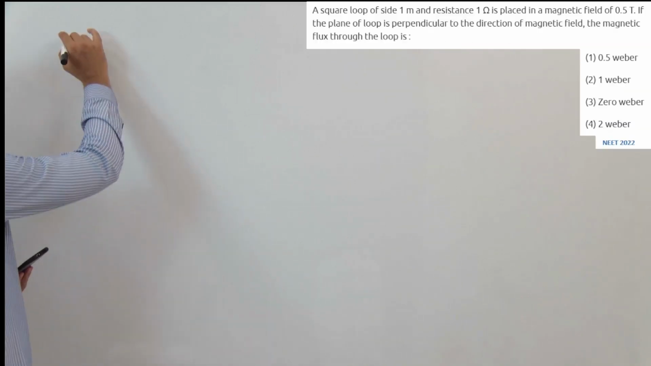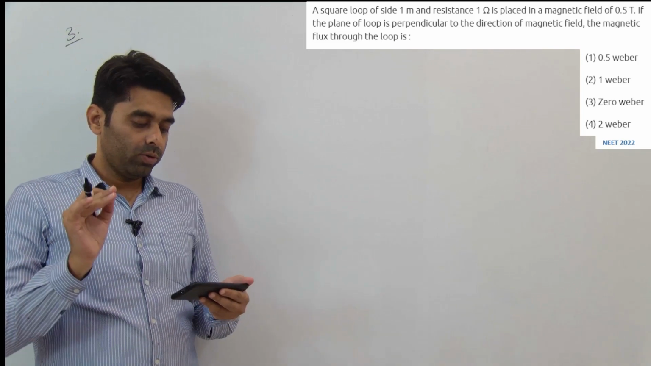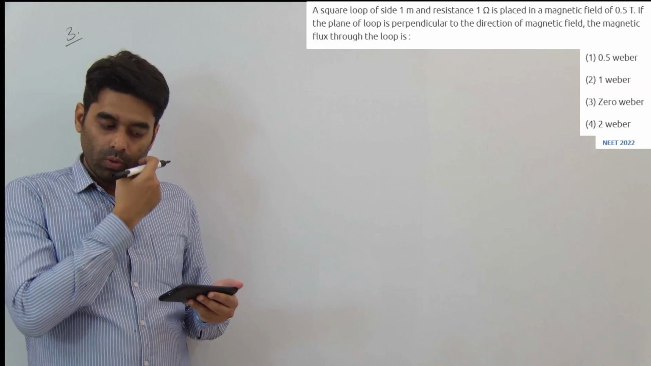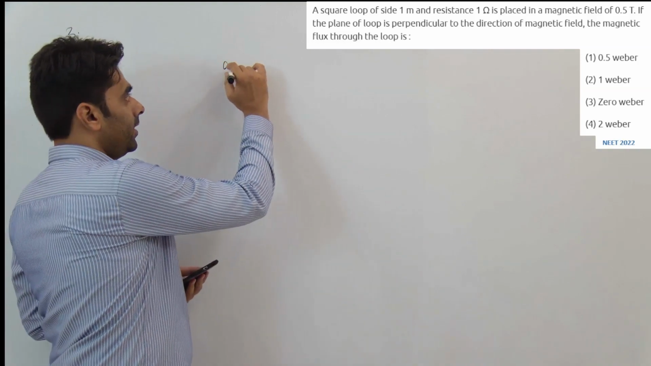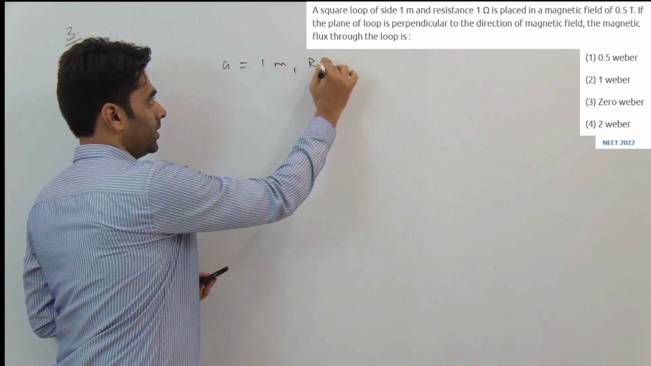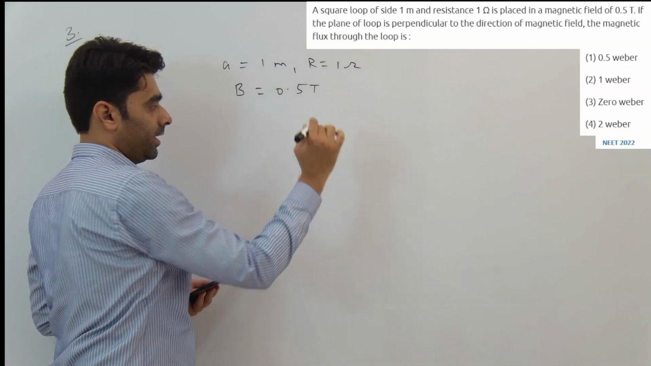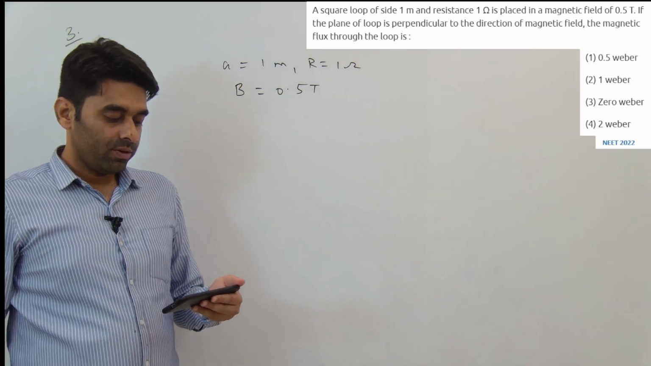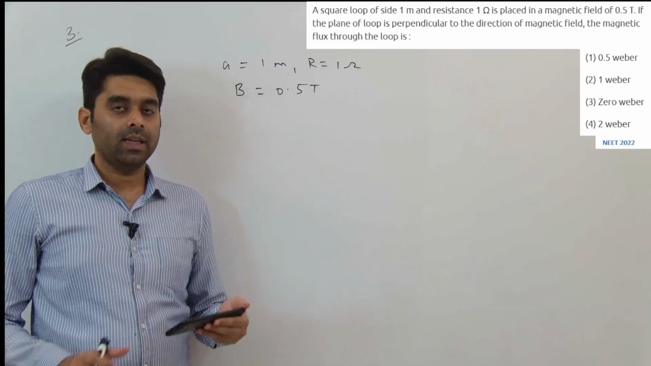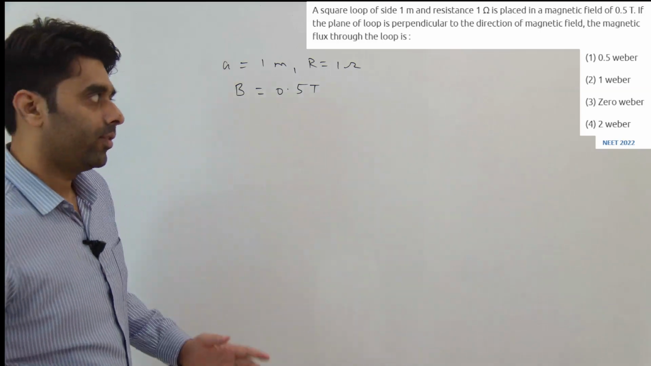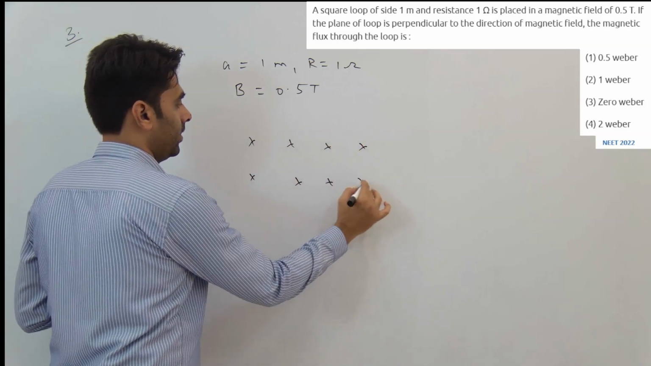Question 3, again a 2022 question. It says a square loop of side 1 meter and resistance 1 ohm is placed in a magnetic field of 0.5 Tesla. Okay, side is 1 meter, resistance is 1 ohm, magnetic field is 0.5 Tesla. If the plane of the loop is perpendicular to the direction of magnetic field, the magnetic flux through the loop is, okay. So let's say that magnetic field is inward, right?